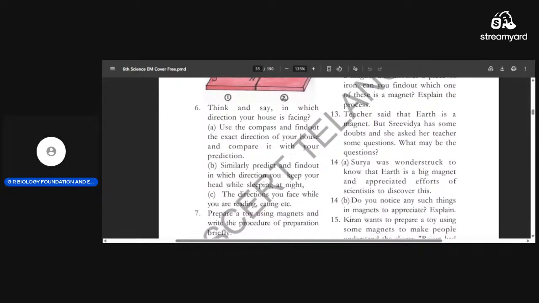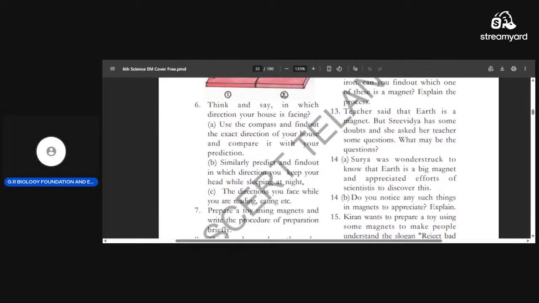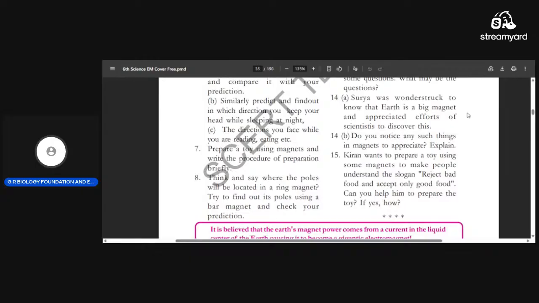Teacher said that earth is a magnet, but Sridevi has some doubts and she asked her teacher some questions. What may be these questions? So ask your doubts, asking hypothesis and making questions. So that is your doubt. You can write some questions. What doubts? Those are your own questions.